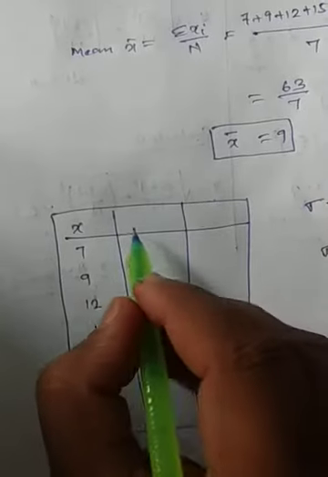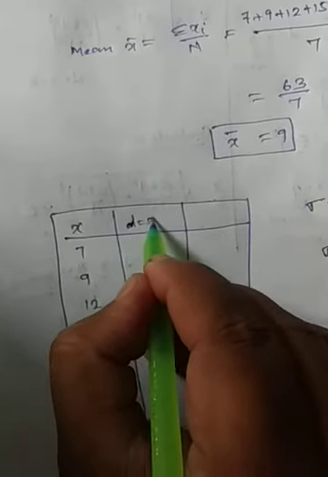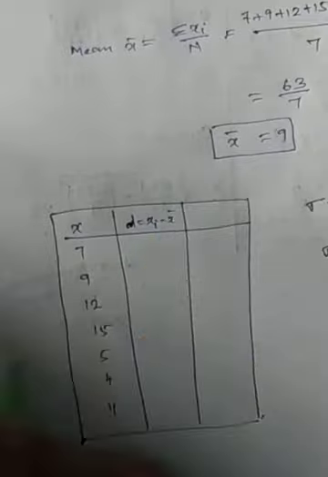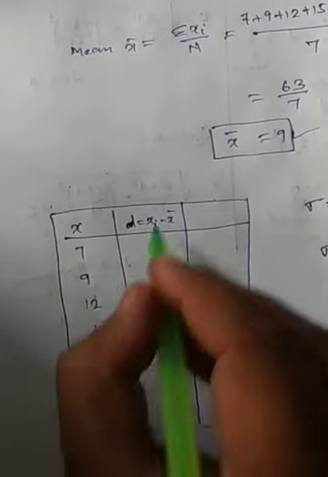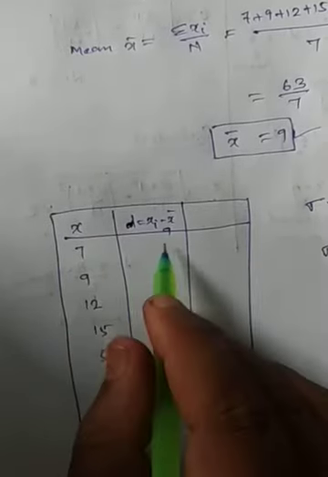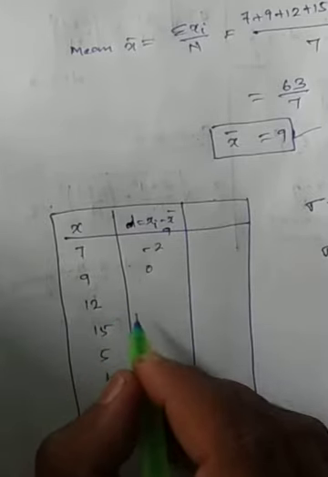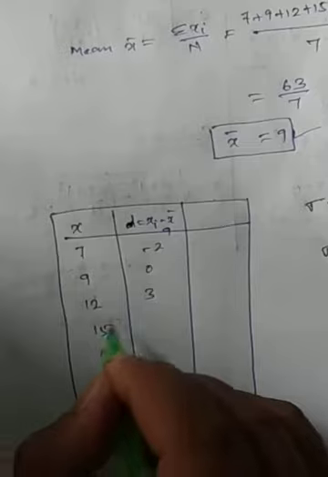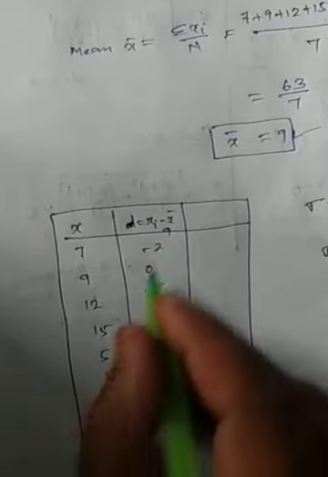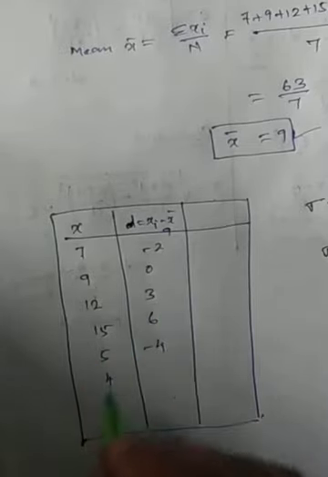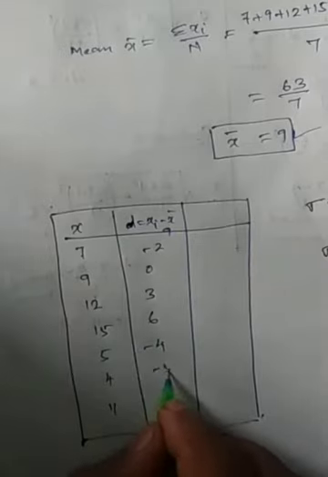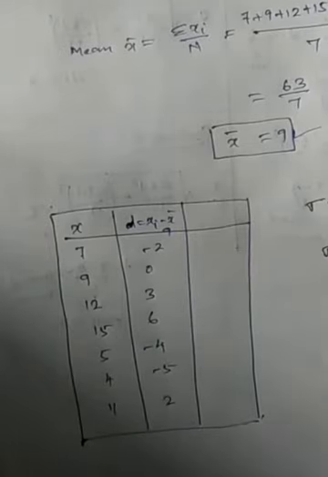D is nothing but xi minus x bar. The x bar value we got is 9, so here I am writing 9. So 7 minus 9 is minus 2, 9 minus 9 is 0, 12 minus 9 is 3, 15 minus 9 is 6, 5 minus 9 is minus 4, 4 minus 9 is minus 5, 11 minus 9 is 2. So we got these values.